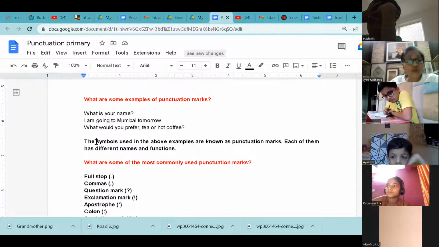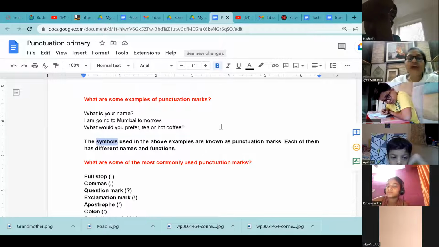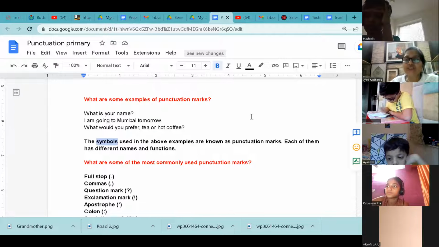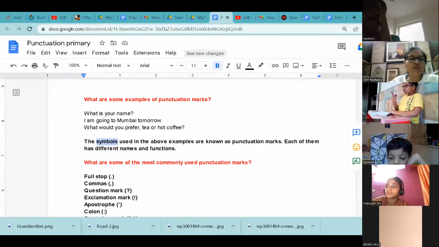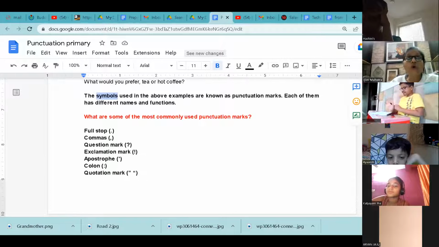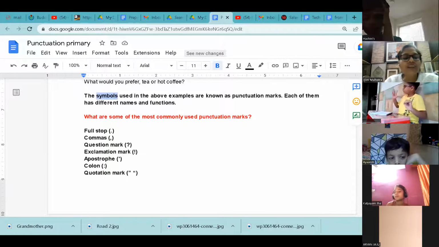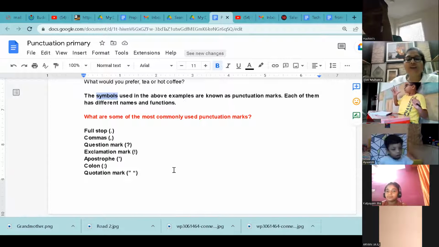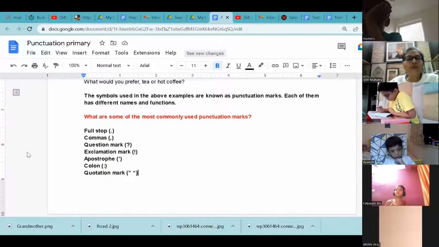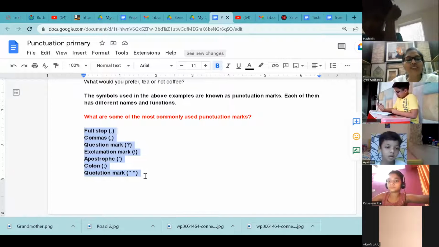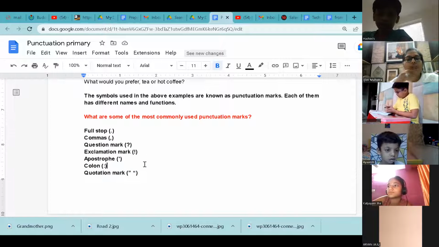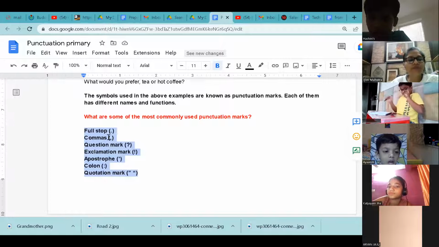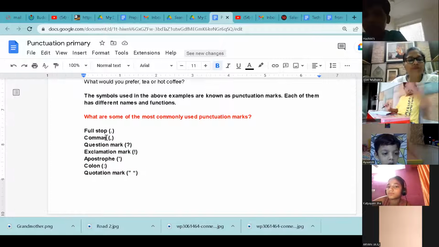All right. They are used in the form of symbols. Each punctuation mark has a different name and a different function. Even though there are various punctuation marks used to compartmentalize or organize the English language, the most commonly used ones are as follows. Sai, can you read these, please? The mark is given in the parenthesis for you. Yes, ma'am. Full stop, comma, question mark, exclamation mark, apostrophe, colon.